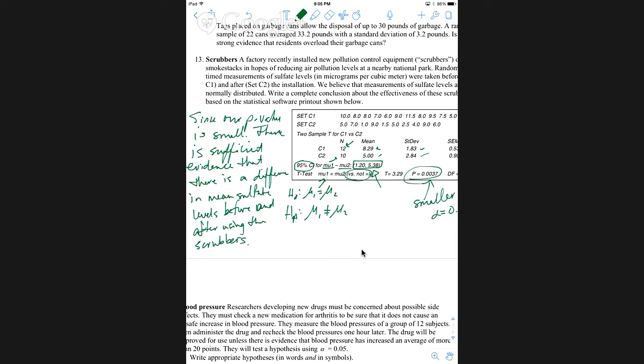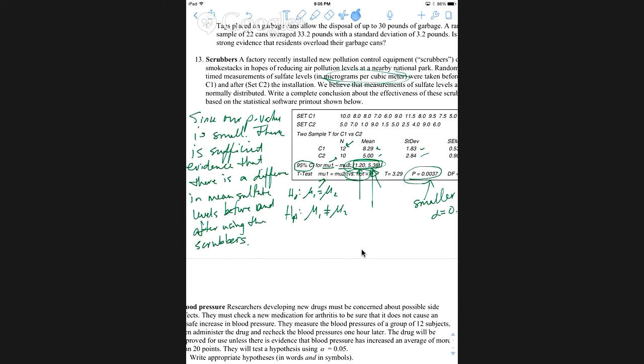All right. Furthermore, we can even talk about the confidence interval, right? That the average sulfate level was between 1.2 micrograms per cubic meter higher and 5.38 micrograms per cubic meter higher after using the scrubbers than before using the scrubbers. That's pretty significant, guys. That's pretty significant if I was this company.